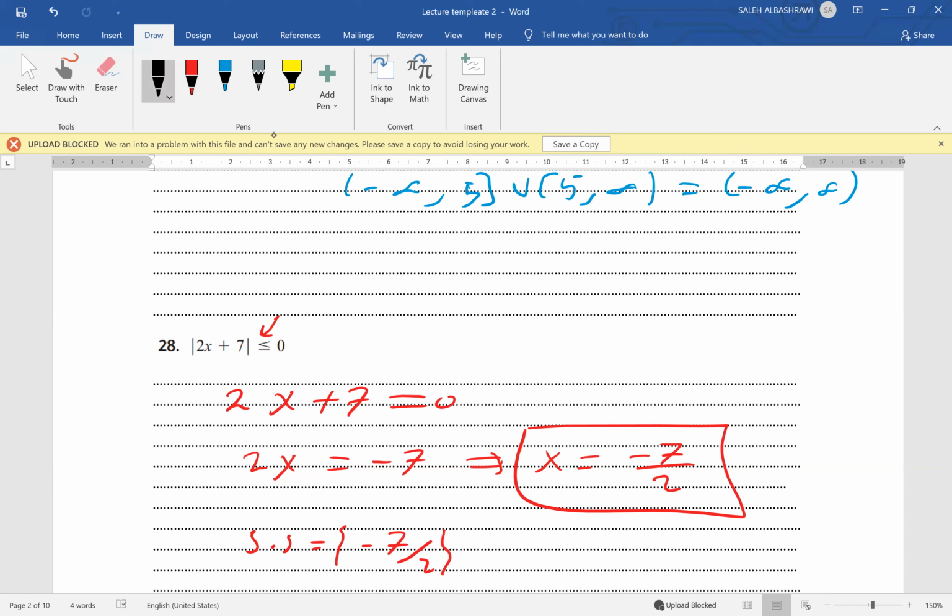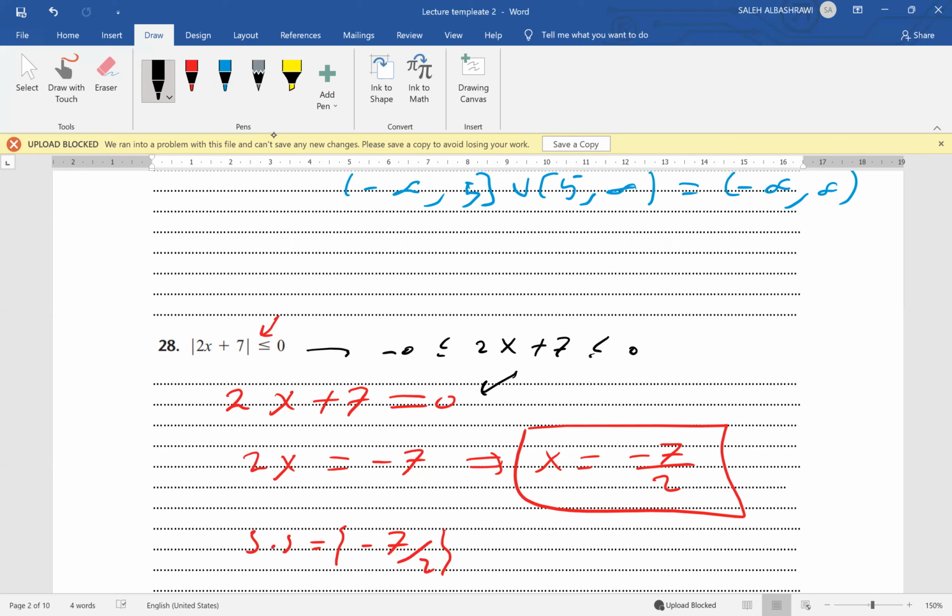But just to make it clear, if I apply the formula, it will be between minus 0 less than 2x plus 7 less than or equal to 0. Or I can say minus 0 and 0, just to make it clear. We don't have minus 0, but it will be between 0 and 0, which is equal to 0. So the only solution for this one is when x equal to minus 7 over 2.